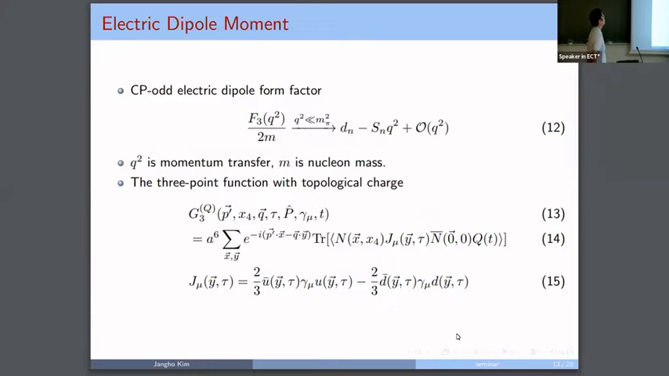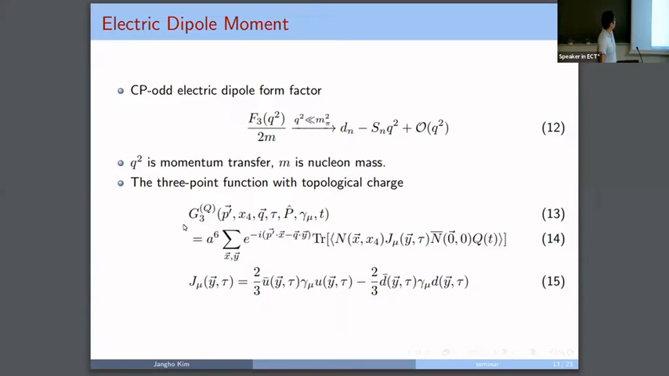Okay, so CP-odd, the electric dipole form factor, is F3 as a function of the momentum transfer squared, divided by 2 times the nucleon mass. And in this limit, we can get the electric dipole moment and Schiff moment as a function of Q squared.